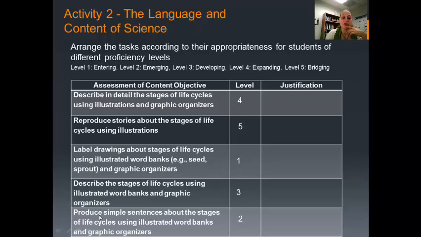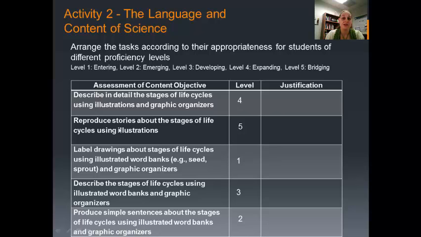The second level would be producing simple sentences, because that would be just one more level of language. Still, you can see the two supports in place. The third one would be describing the stages of life cycles, which obviously requires a little bit more language, but you still have those two supports in place. The fourth one would be describing in detail the stages of life cycles, because now you see that added level of language. Okay, and then the fifth one would be reproducing stories about the stages of life cycles using illustrations.